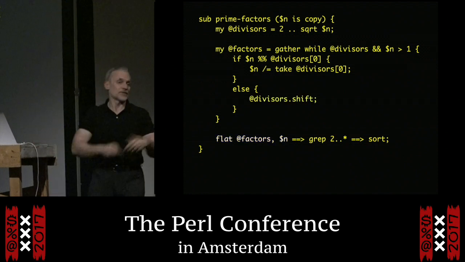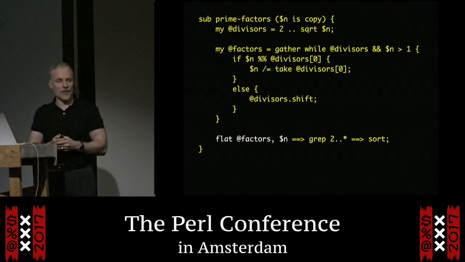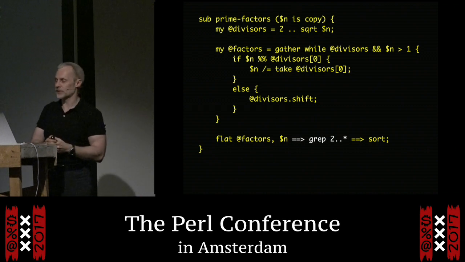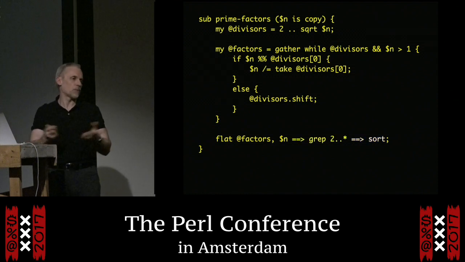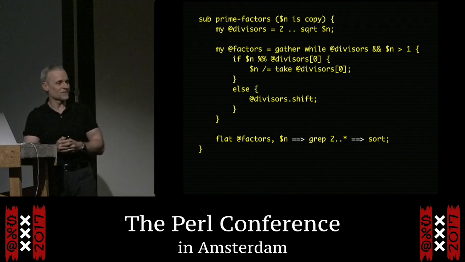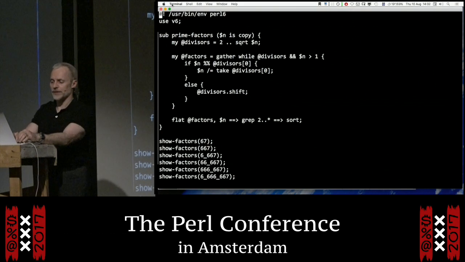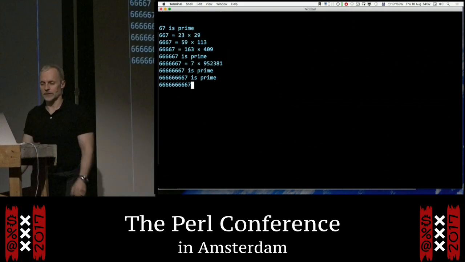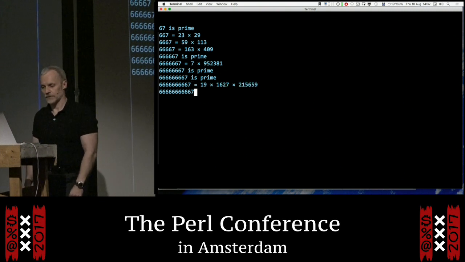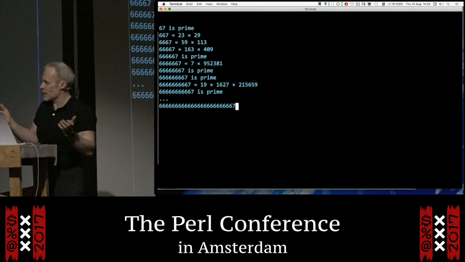So we keep doing that until we have gone through all possibilities, and then we just flatten down the factors that we got out of the gather and whatever was left over for n, and we remove any 1 from it. We only want numbers that are 2 or more, and we sort them because it's polite. And yeah, eventually Perl 6 will let us do that pipeline concurrently. Doesn't work yet, but it will. And when we do that, here's the algorithm. Here are some numbers. Show me the factors. Not going to wait for that one. So it works, but it's not very fast, and it doesn't scale at all.